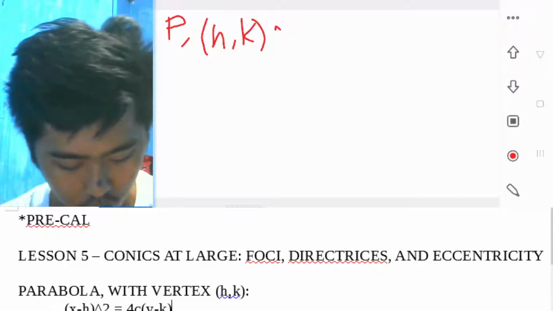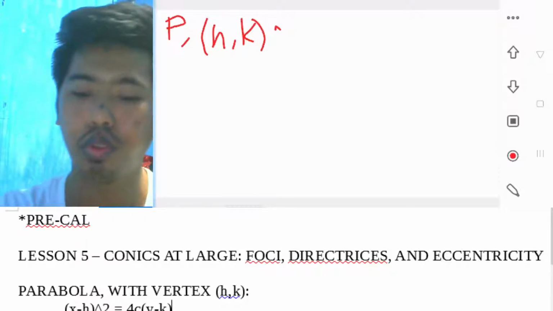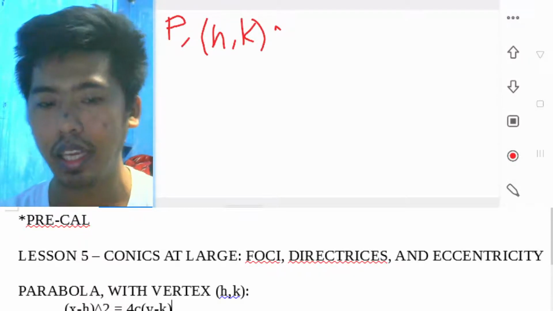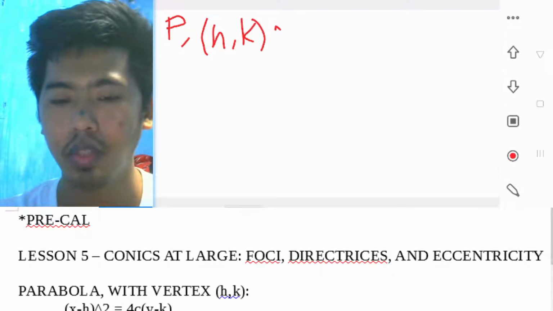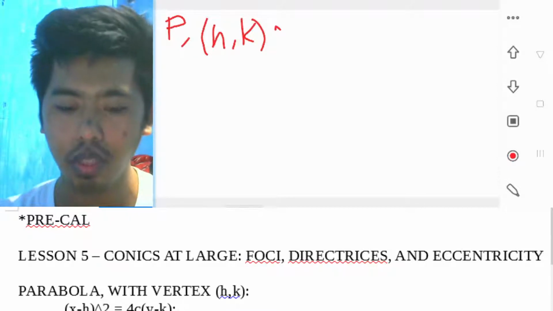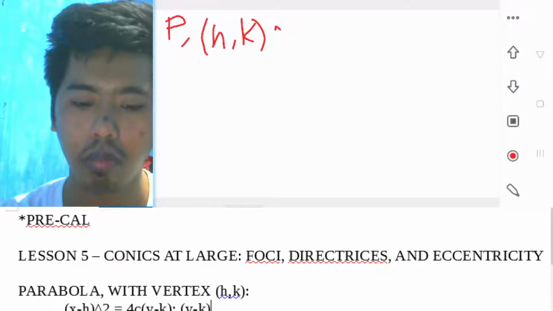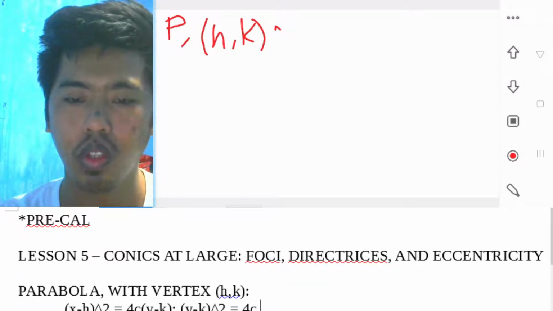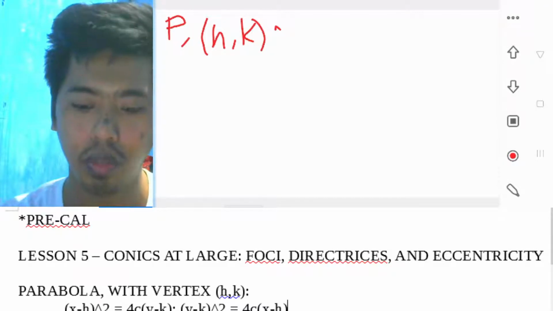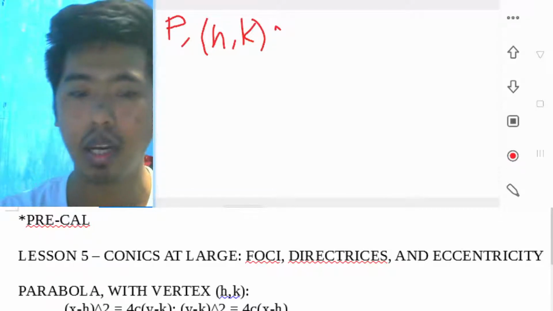Okay, so that would be the first standard form formula, in which x is the squared variable. If y is the squared variable, this would be like this: (y minus k) squared equals 4c times (x minus h), right? So that would be our formula for the parabola.